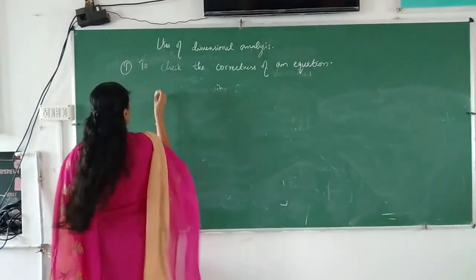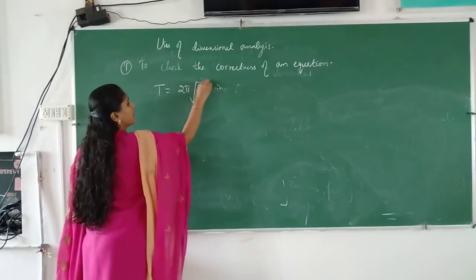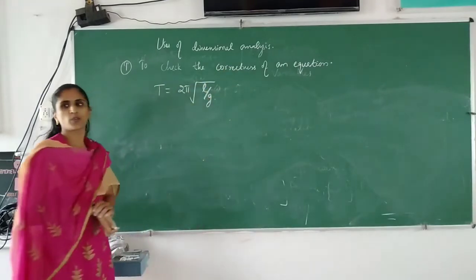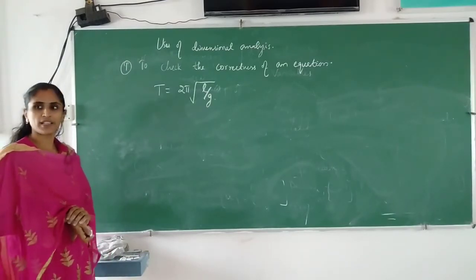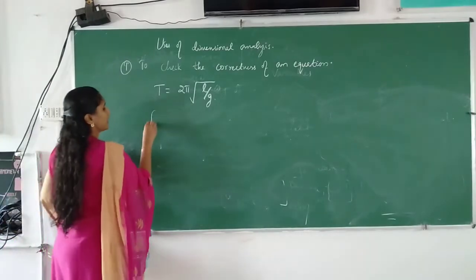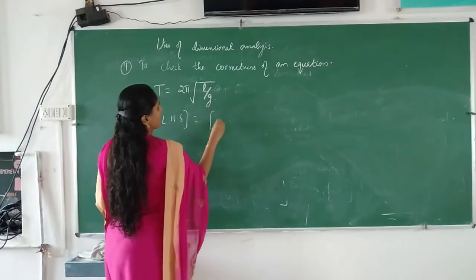Check the dimensional consistency of the equation T equals 2 pi root of L by g, where T is time period, L is length and g is acceleration due to gravity. So we will start with the LHS. The LHS has the dimension T, that is [T].